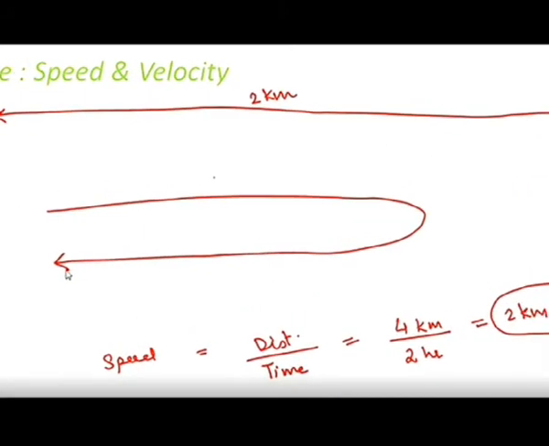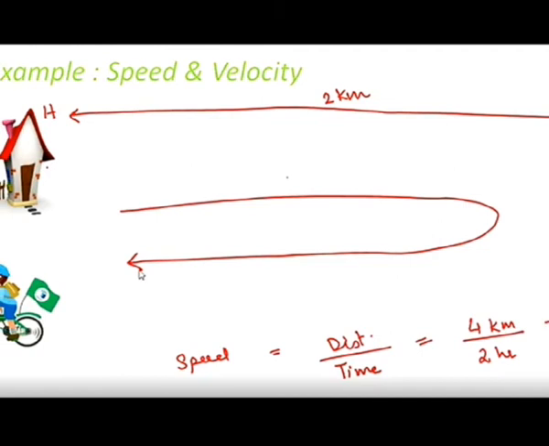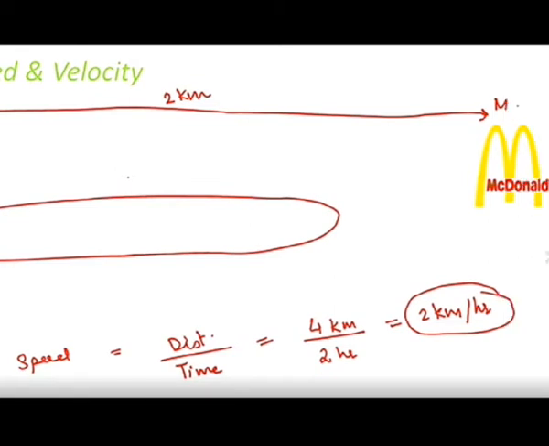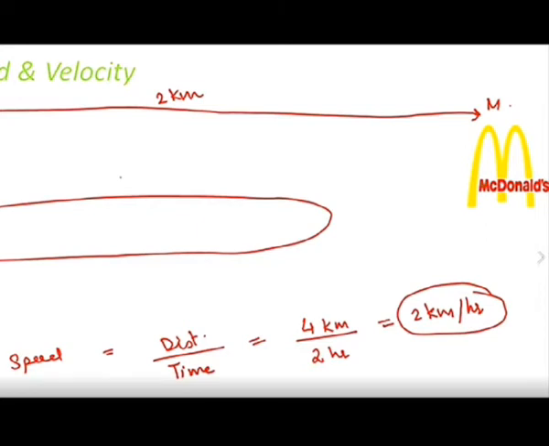Now he takes 1 hour in going from house to McDonald's, and it takes another 1 hour in coming back. So again the time will be 2 hours. So distance is 4 kilometer, time is 2 hours. 4 divided by 2, and you will get 2 kilometer per hour. So speed comes out to be 2 kilometer per hour.